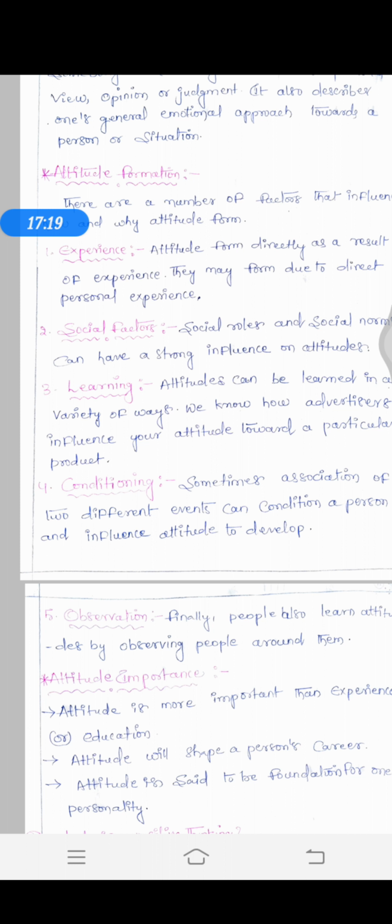And it has been found that people who have a good attitude remain healthier than their counterparts. This is because an optimistic attitude helps in preventing sadness, depression, anger, stress, and anxiety, and this in turn helps in preventing various medical problems. So this is the importance of the attitude.